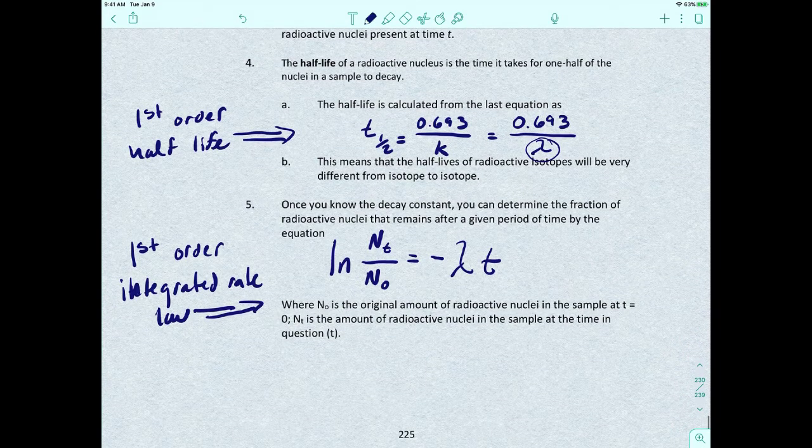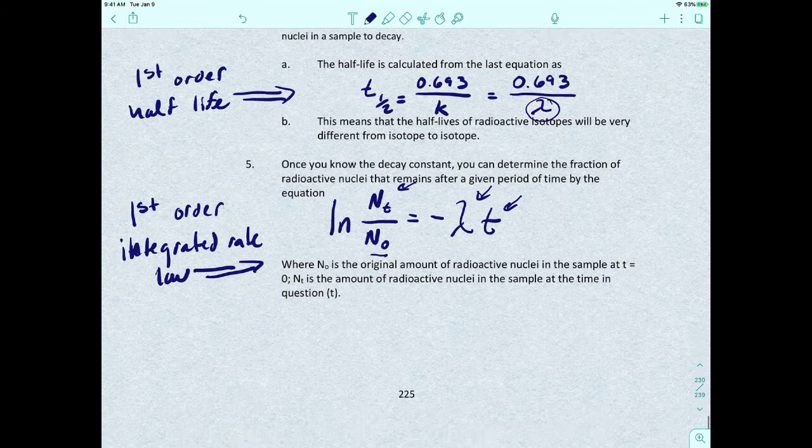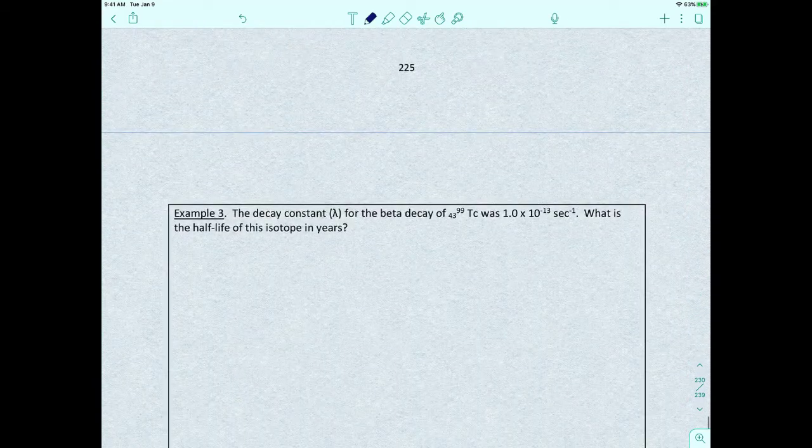How about that? That's pretty cool. Where n sub 0 is the original amount, n sub t is the amount that's left, t is the amount of time that we're given, and lambda is your rate of decay, your decay constant. All right, so let's see if we remember how to do some problems.